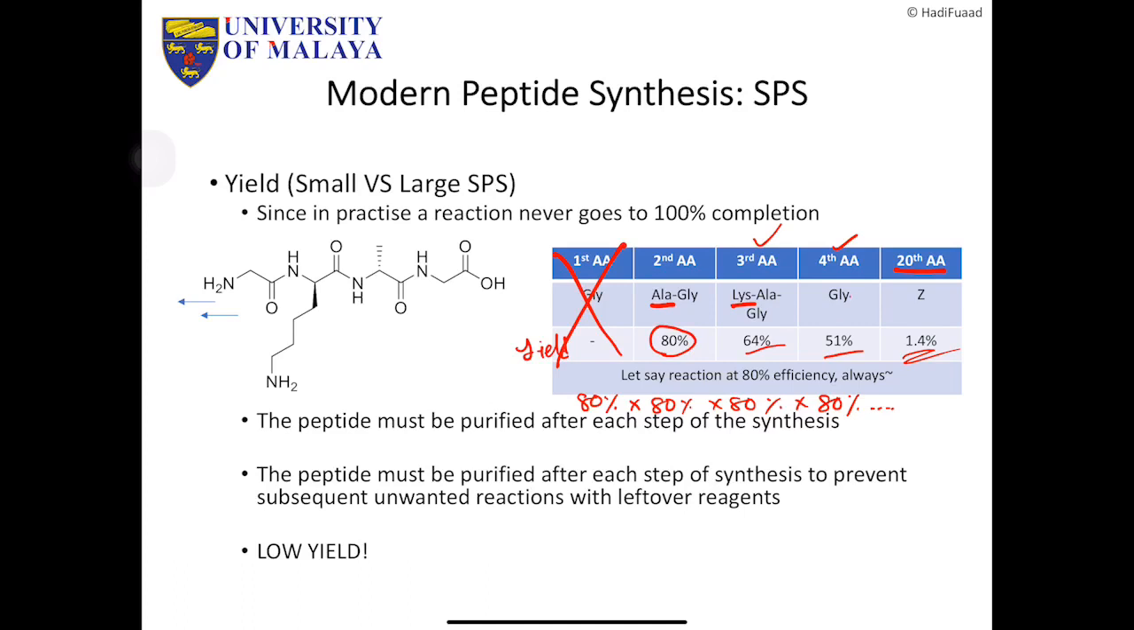And then when you add in the fourth amino acid, the yield is now being reduced to about 51%. So as you go and so on and so forth until Z amino acid, then the yield is very, very low. So that's why on the previous slide it says that for a large protein and peptides, this approach is not feasible. Okay, and on top of that, the peptide must be purified at each step of the synthesis to prevent sequential unwanted reactions of leftover and whatnot. So towards the end of the day, the yield is very, very low.